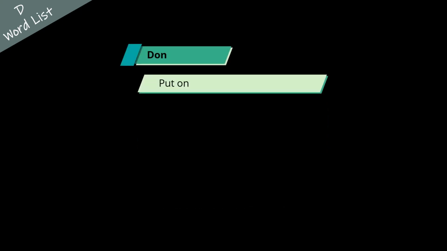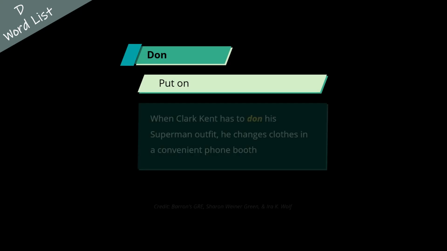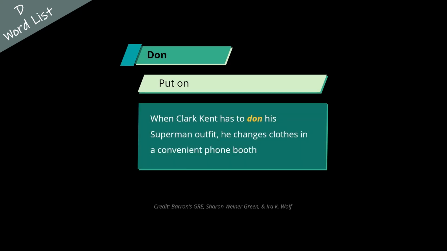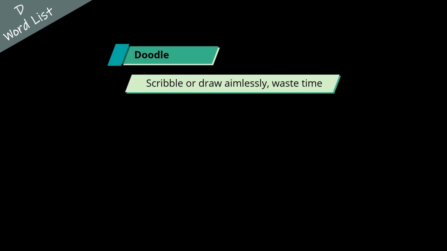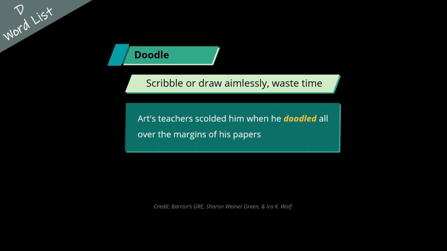Don means put on. For example, when Clark Kent has to don his Superman outfit, he changes clothes in a convenient phone booth. Doodle means scribble or draw aimlessly, waste time. For example, arts teachers scolded him when he doodled all over the margins of his papers.